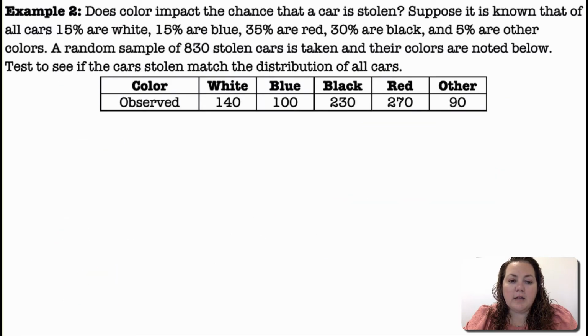All right, another example. Does the color impact the chance that a car is stolen? Suppose it is known that of all cars, 15% are white, 15% are blue, 35% are red, 30% are black, and 5% are other colors. A random sample of 830 stolen cars is taken, and their colors are noted below. Test to see if the cars stolen match the distribution of all cars.